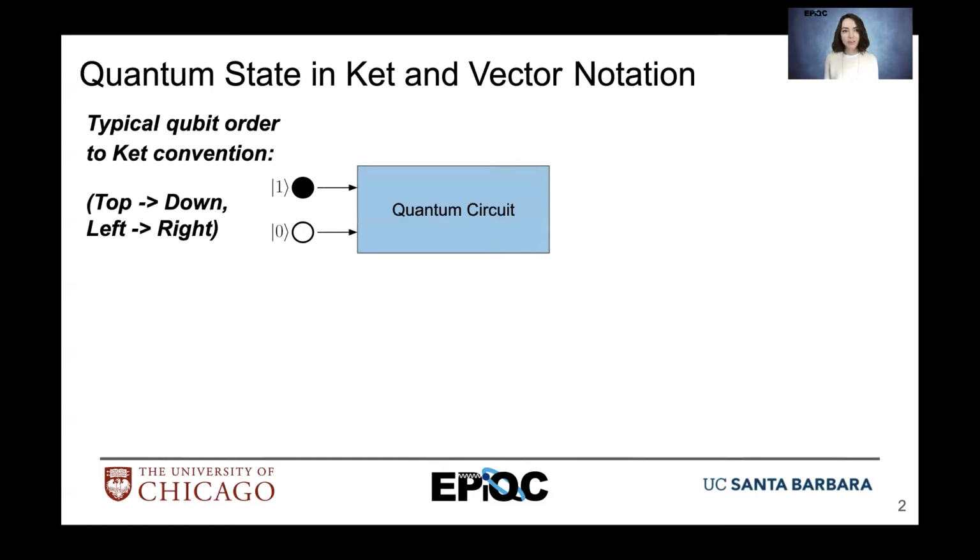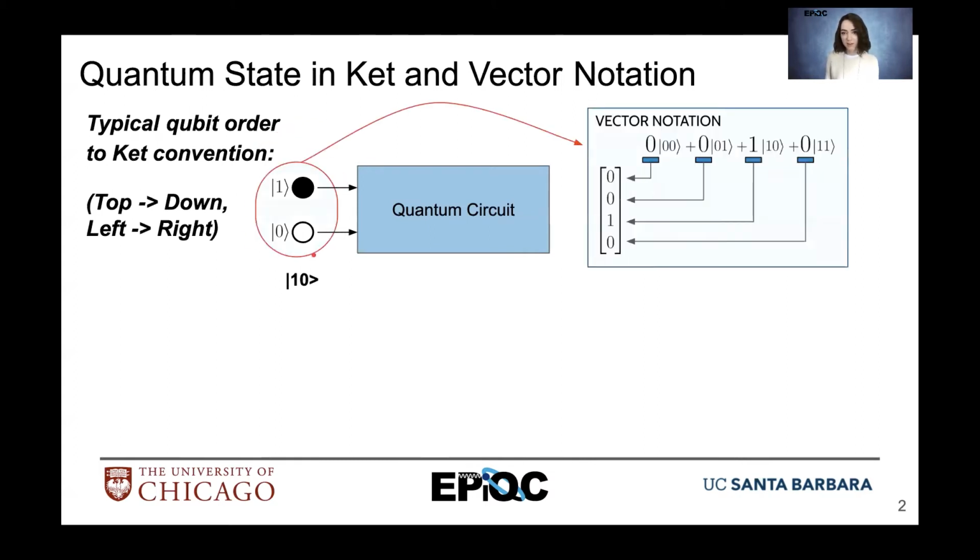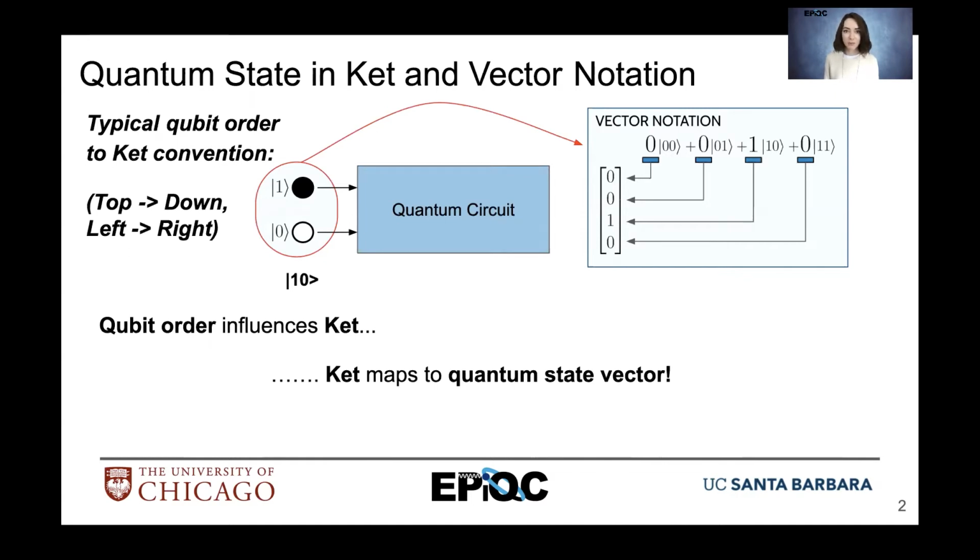In class, we've learned that when we look at a quantum state in ket and vector notation, we use the convention where we go top down to specify the qubits in the quantum circuit and left to right when we express those qubits as a ket. That reflects the following in vector notation, giving us the final vector that we use to represent the quantum state as a whole. So our top qubit is to the left in the ket, and our bottom qubit is to the right of the ket. Qubit order influences the ket, which in turn influences the quantum state vector.